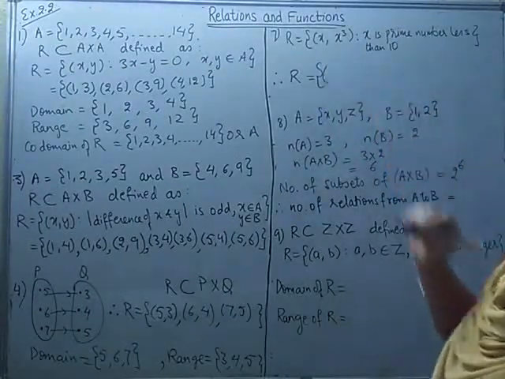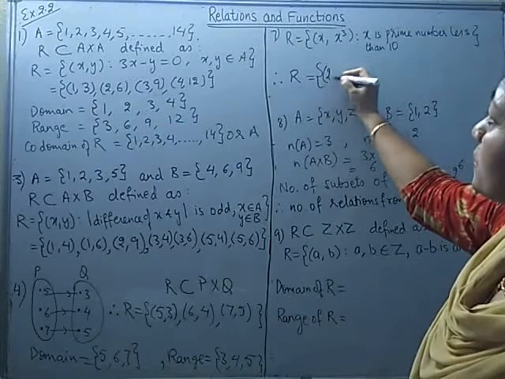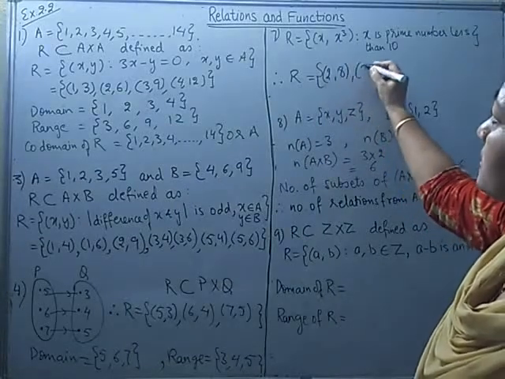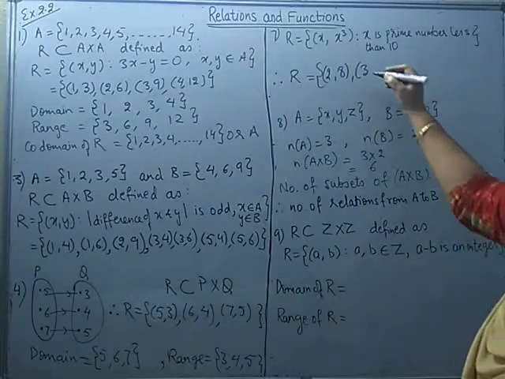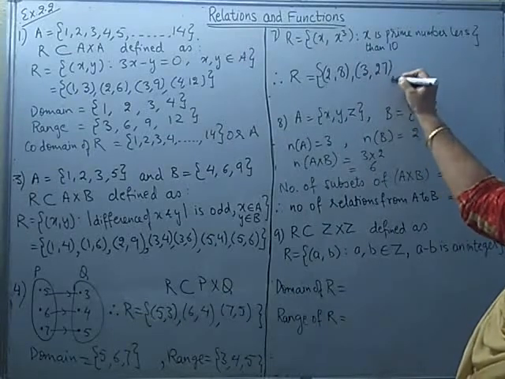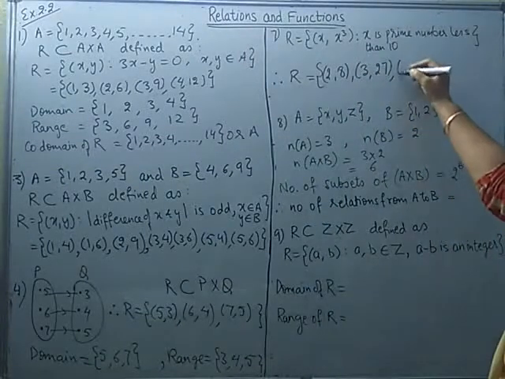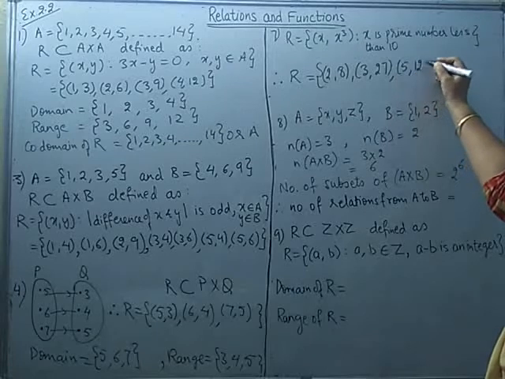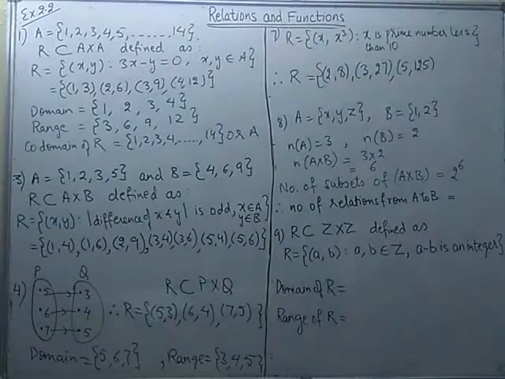So the smallest prime number is 2. Cube of 2 comes out to be 8. Then the next prime number is 3. Cube of this will come out to be 27. The next prime number 5. Cube of which will be 125.